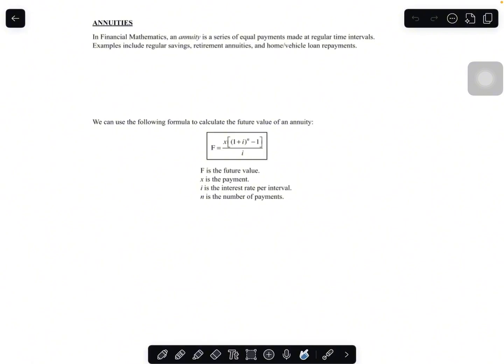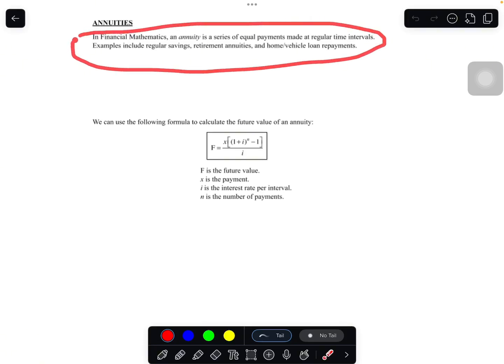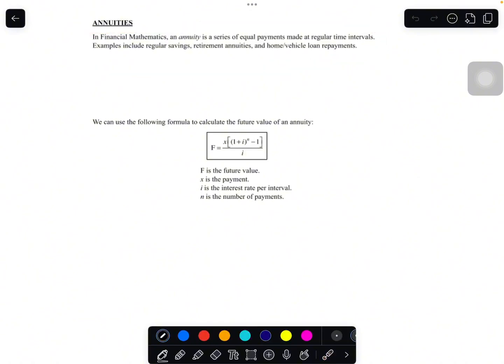An annuity in financial mathematics is a series of equal payments made in regular time intervals, includes regular saving, retirement annuities, home, vehicle, loan repayments. So the difference between what we were doing earlier in grade 11 and grade 10 is compound and simple interest. Here you have one payment, that payment is growing and that payment is decreasing. Here we have consistent payments, and that is defined by this.